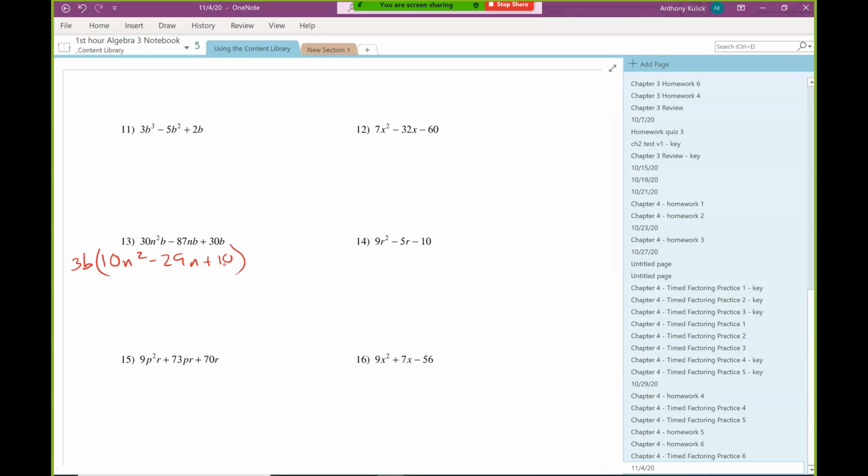Cool with that so far? Okay. And again, just like before, once I factor that stuff out front, I'm never touching it again. It just hangs out front until the very end. So I need to find my two numbers that multiply to give me 10 times 10, or 100, and add to give me negative 29. Well, I see what those two numbers are. It's -5 and -4.